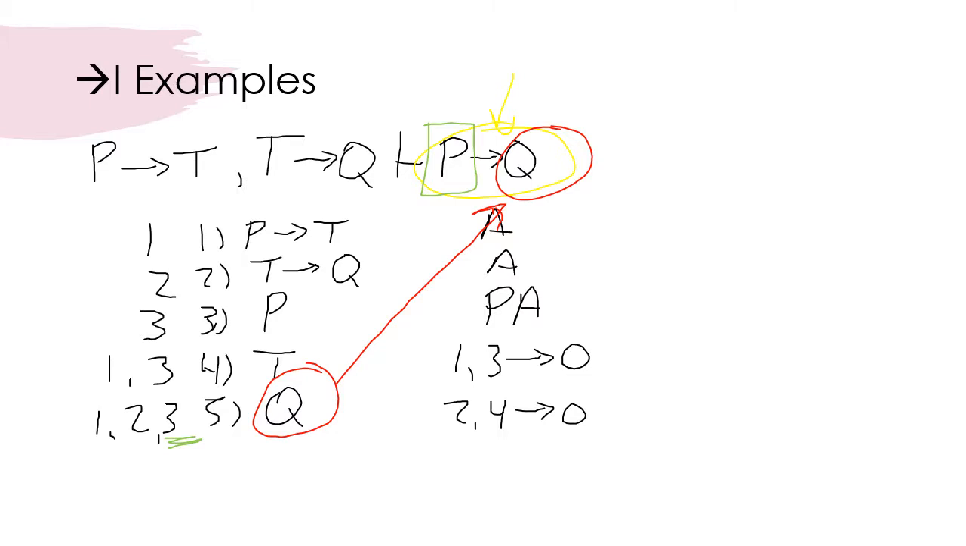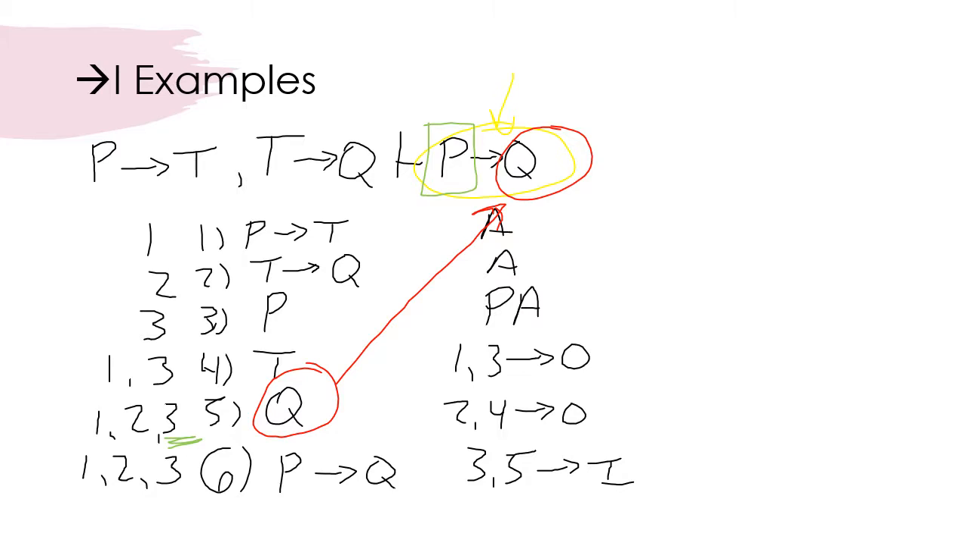So in line 6, we're just going to write P arrow Q. And that's going to be from 3 and 5. And we're introducing an arrow between them. And we're going to have 1, 2, 3.